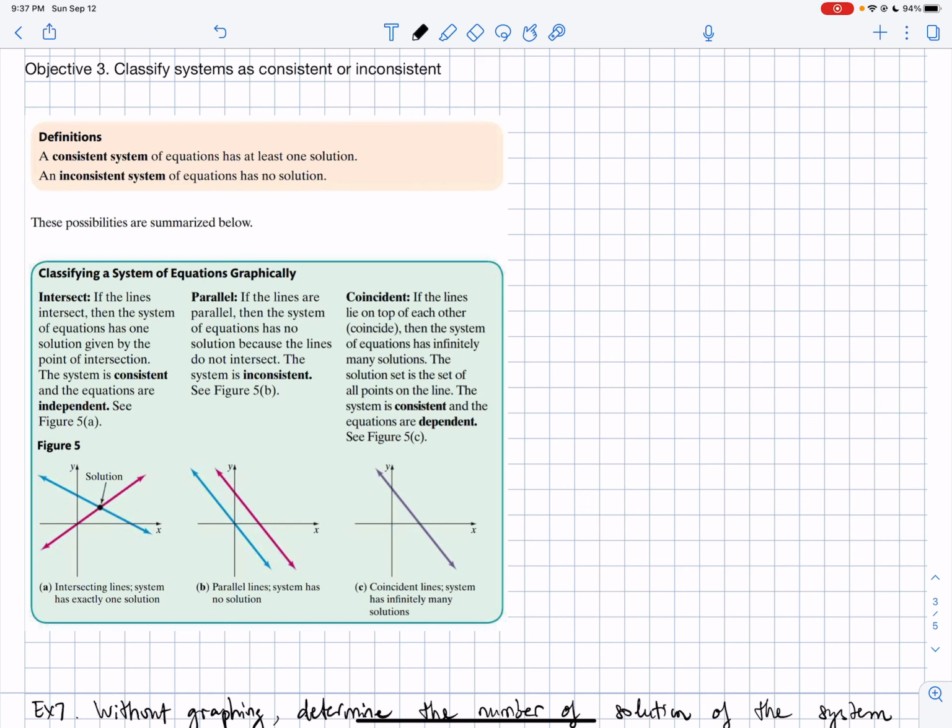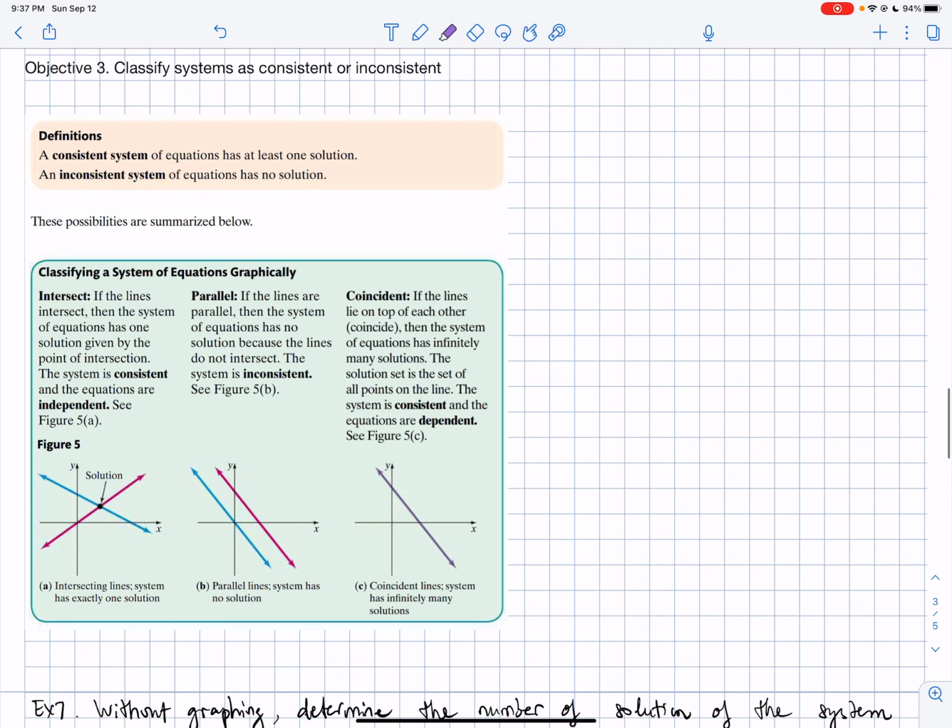Objective number 3. Classify systems as consistent or inconsistent. Definition: a consistent system of equations has at least one solution. The word "at least" means one or more. It can be one, two, three or more solutions. An inconsistent system of equations has no solution.